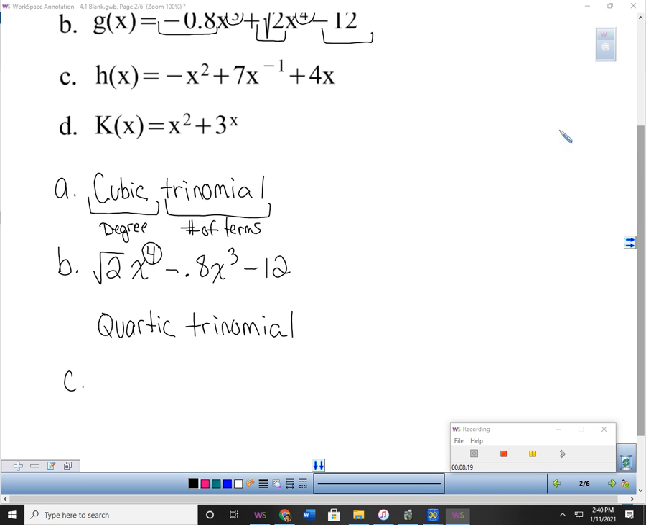So part C, look at your numbers in the front. You have -1, 7, and 4. Are those all real? Yes. Look at your exponents. You have 2, -1, and then 1. Are those all whole numbers? No. So therefore, this is not a polynomial function.